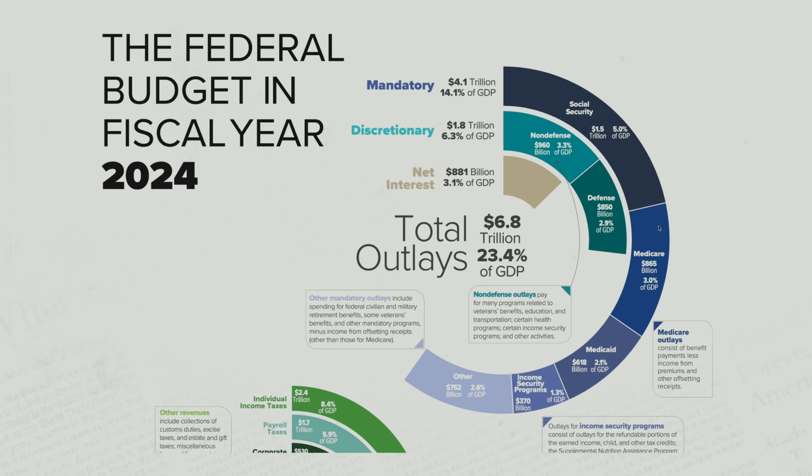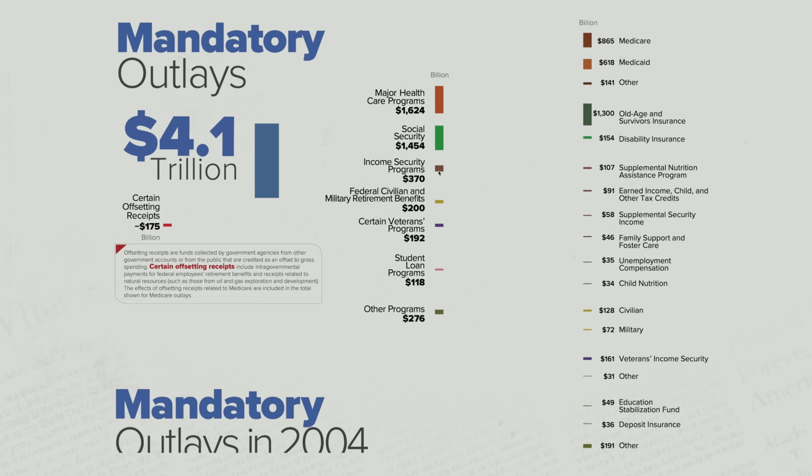This outside circle represents mandatory spending, which is the largest bucket of the government spending that is mandated by law. You can see most of it goes to Social Security. We also have Medicare and Medicaid, but most of the government spending does go towards mandatory expenses. If we zoom in a little bit on mandatory expenses, you can see that in 2024, the amount they spent on the mandatory stuff was $4.1 trillion.